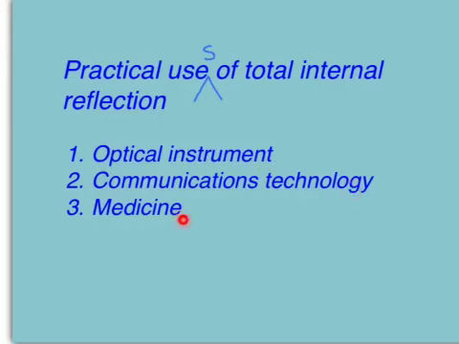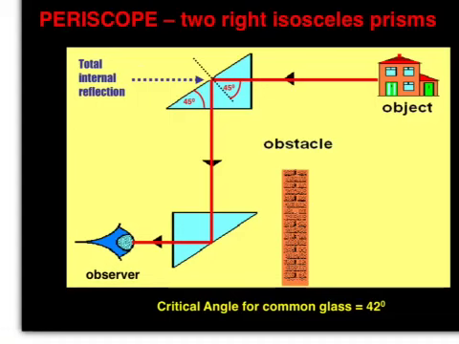Third, medicine. The optical instrument illustrated here is a periscope, which consists of two triangular glass prisms. This observer here is looking at this house as the object. A light ray comes in from the house, hits this glass face, and you have to draw a normal to that glass face so you can find out what the angle of incidence is, which is 45 degrees in this case, and 45 degrees is bigger than the critical angle of glass, which is 41 degrees.